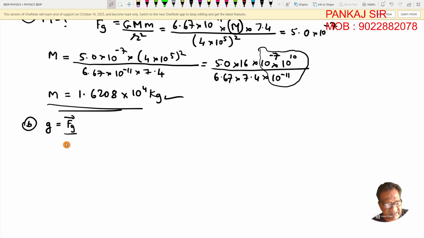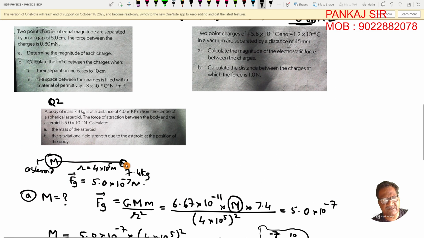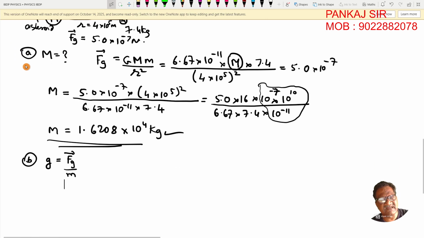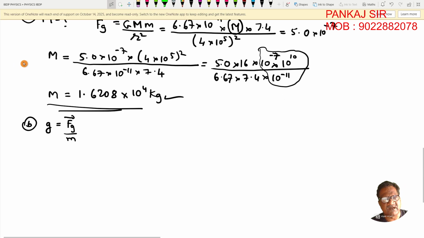Now which mass do you have to take? The mass of the body. Which body? The smaller body, which is placed at a distance of 4 into 10 raised to 5 meters. You should not make the mistake of putting the capital M in this formula. Capital M is the asteroid, which is creating the gravitational field. The question asks to find the gravitational field strength due to the asteroid at the position of the body, so you have to take the mass of the body into consideration in this formula.